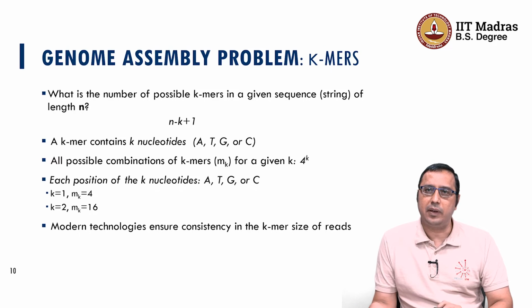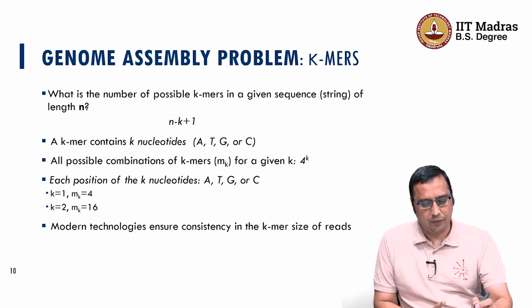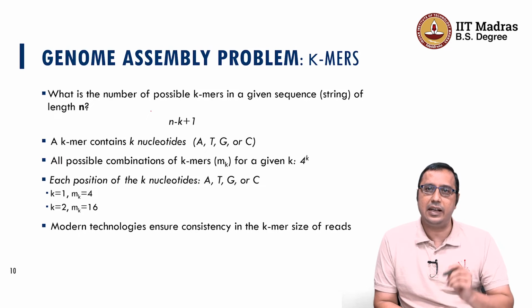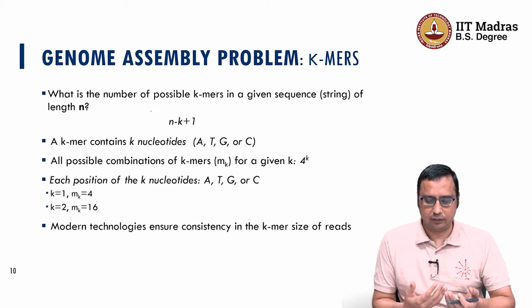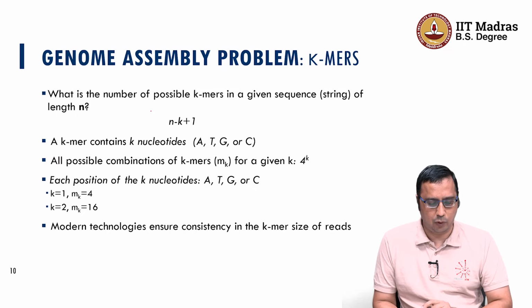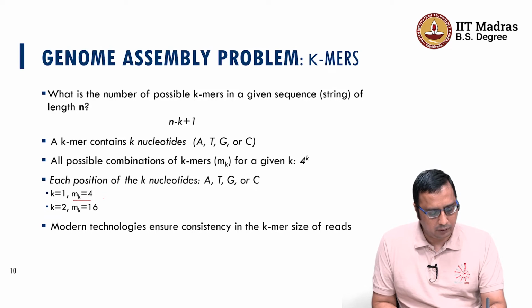Now, one other question people can ask: what are all possible k-mers, denoted as m_k, for a given k? Remember that this question is different from the string question. What we are asking is, in each position, what are the possible combinations of all k-mers for a given k. So if I put k equal to 1, the answer is m_k equal to 4. In other words, the only possible k-mers of size 1 are A, T, G and C.